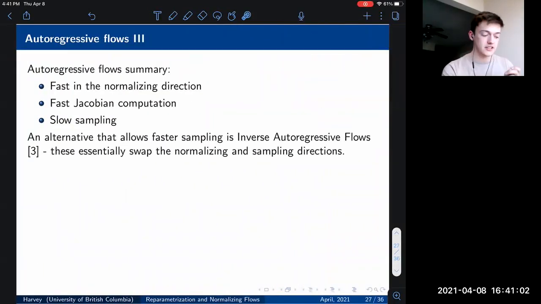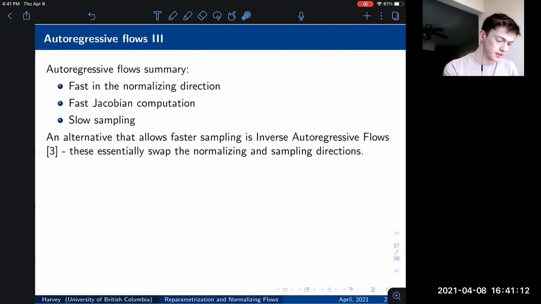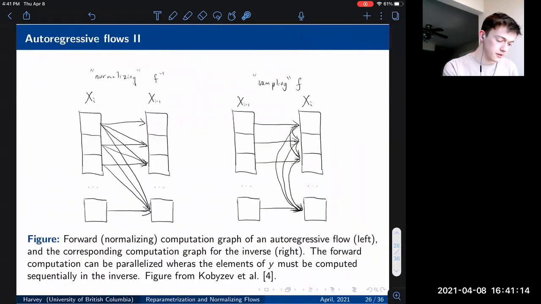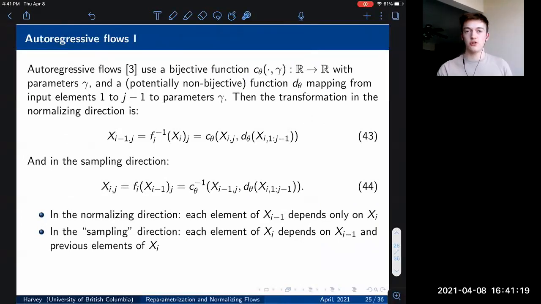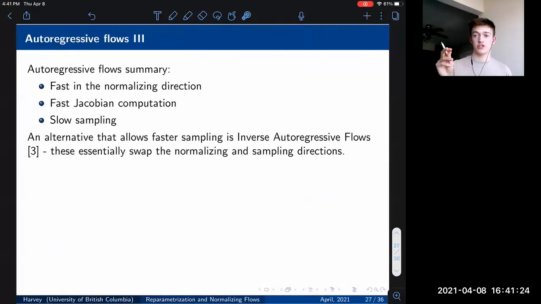Just to summarize autoregressive flows, we've defined something that's fast in the normalizing direction. It's also fast to compute the Jacobian. I don't think I actually mentioned the Jacobian, did I? It's relatively fast to compute the Jacobian determinant, because the Jacobian turns out to be a triangular matrix. And the problem is that if we have it fast in the normalizing direction, we have it slow for sampling.